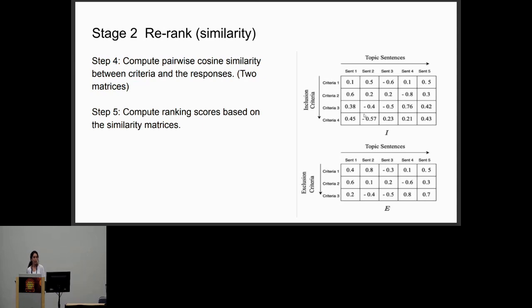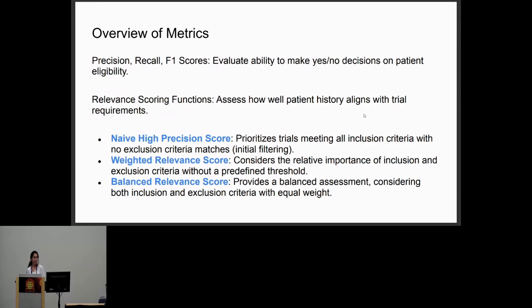For the evaluation metrics, we first use precision, recall and F1 score to evaluate the yes/no decision of the matches. Then for the re-ranking system, we define three types of scoring functions: the naive high precision score, the weighted relevancy score, and the balanced relevancy score. Because of time, I will not go through the details here. If you're interested, please refer to the paper.